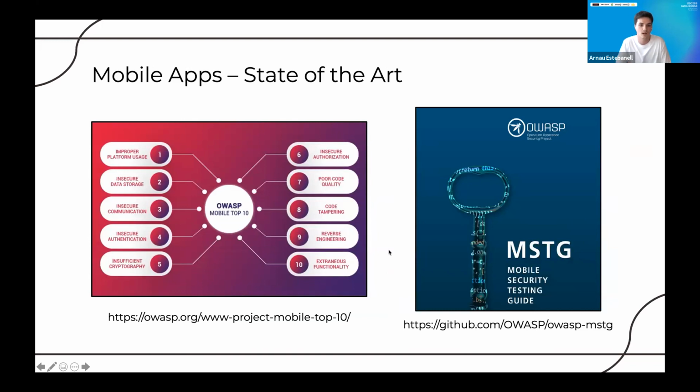With that said, we go to the fourth category, which is mobile applications. And again, OWASP has us covered. We have the OWASP 10, so we know which are the things that we want to be secure for. And we know how to test for these vulnerabilities because we have the mobile security testing guide.